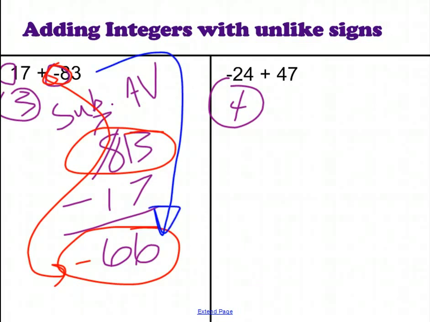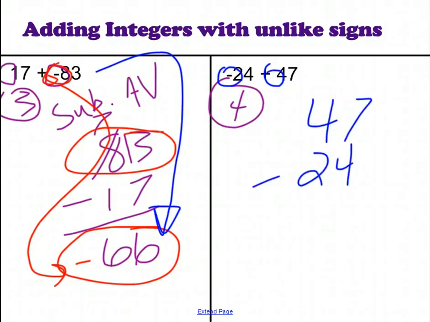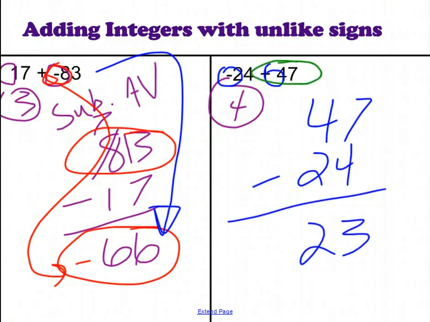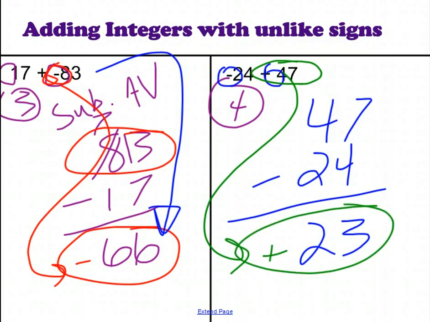For number 4, again, two opposite signs, positive and negative, so we're going to subtract the absolute values, 47 minus 24. In this case, we leave with an absolute value of 23. And we see that 47, as the larger absolute value, is positive, so the answer is positive 23.